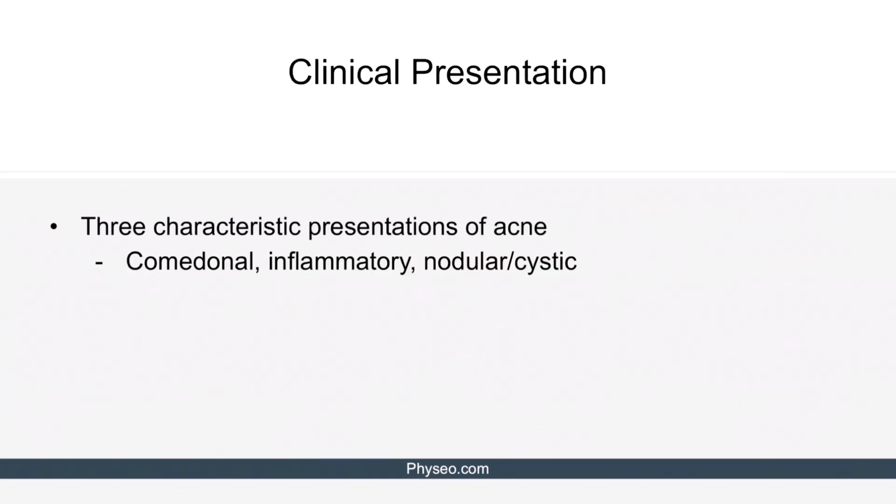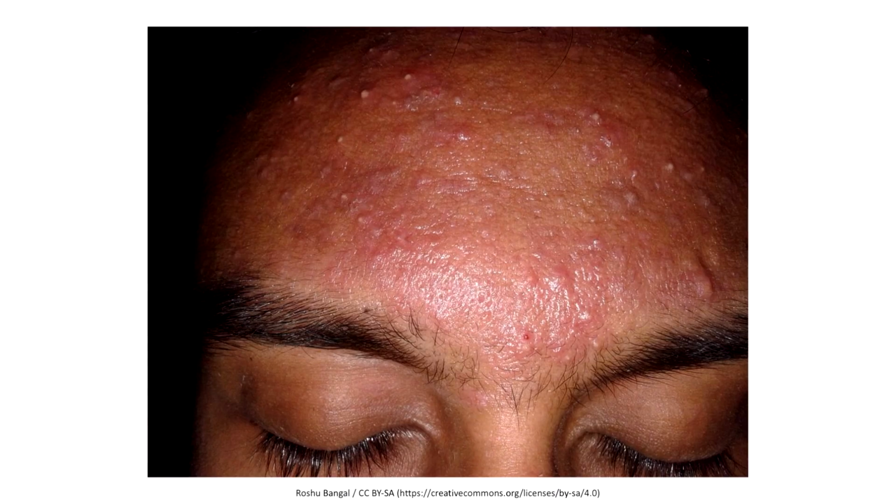There are three characteristic presentations of acne that you should be able to recognize on a physical exam alone. And these are comedonal, inflammatory, and nodular or cystic. Let's turn to a few images to help make this clear. Here we see a classic image of a teenager with acne vulgaris. You can see closed comedones, also referred to as whiteheads, scattered throughout that image. This would be comedonal acne.